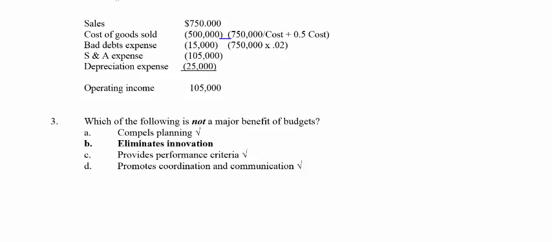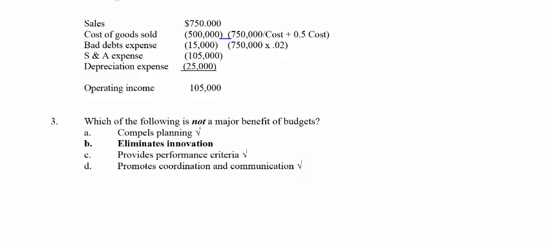So you'll notice here that on this particular one, it uses the word "not" a major benefit of budgets. The key word is not. Don't get yourself all worked up over answering double negative type questions. Find the major benefits of budgets and put check marks by those or strike through those.